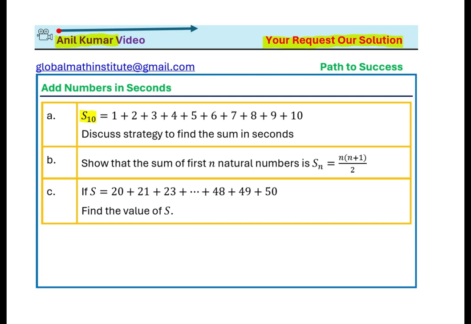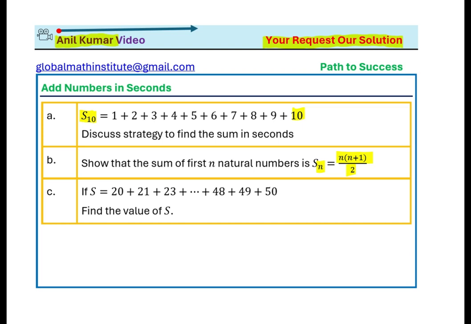Part B here is show that the sum of first n natural numbers, Sn, where n is the number of numbers, is n times n plus 1 over 2. Well, that's the formula, right? So 10 was the number of numbers, so 10 times 11 divided by 2. Half of 10 is 5, and 5 times 11 is 55. That is how I got my answer, right?